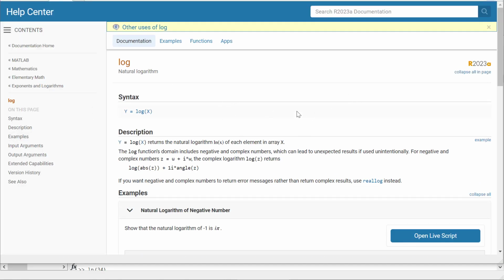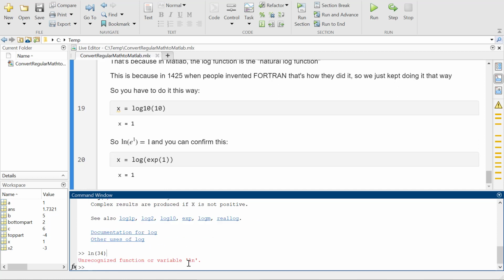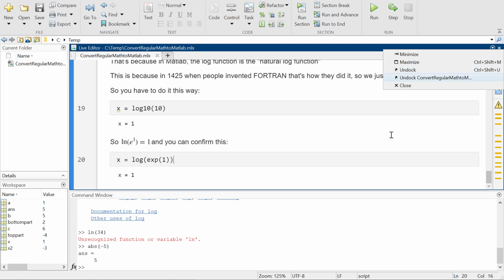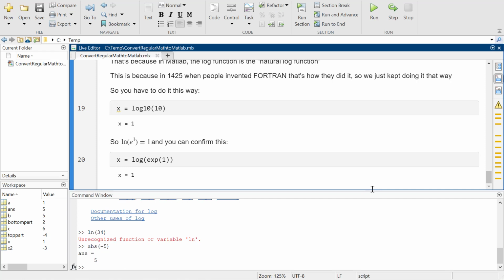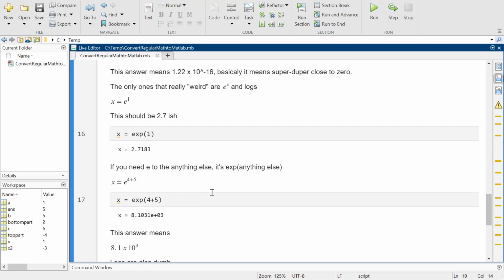But just as a warning, most things in Matlab do what you think. Absolute value does what you think it's going to do. Absolute value of -5 gives you 5. We'll talk about functions another time, but in general, if you're converting math to Matlab, most of the stuff does what you feel like it's going to do, except for the stupid exponentials. Aside from the exponentials, everything is pretty straightforward, so you should be in pretty good shape.